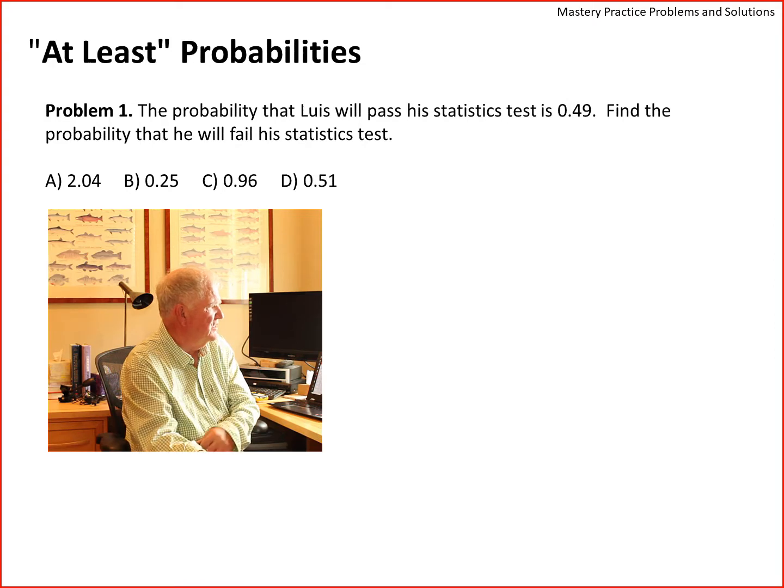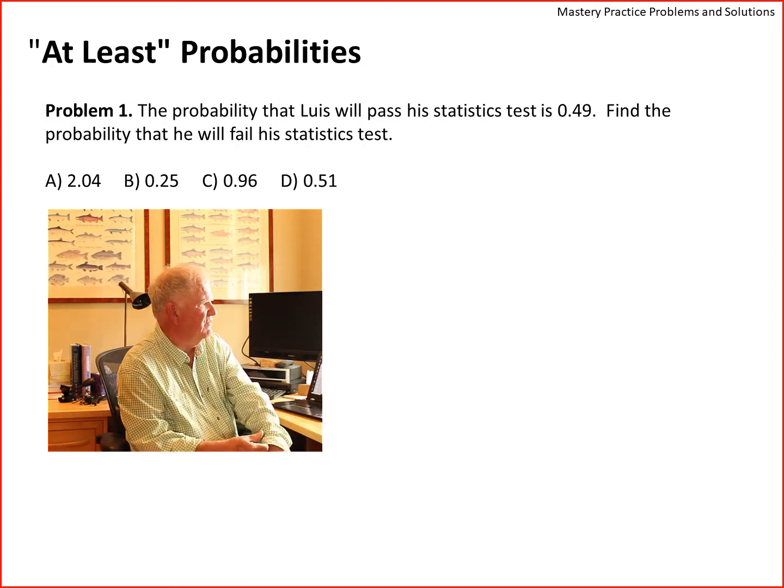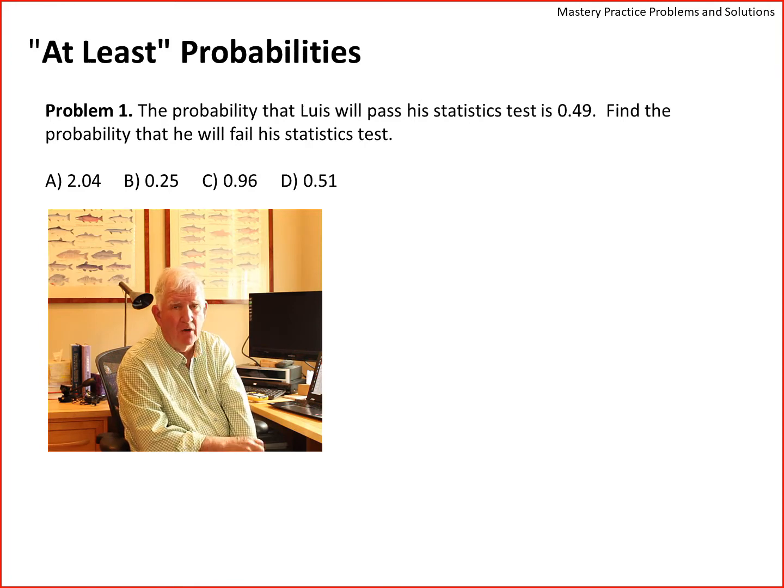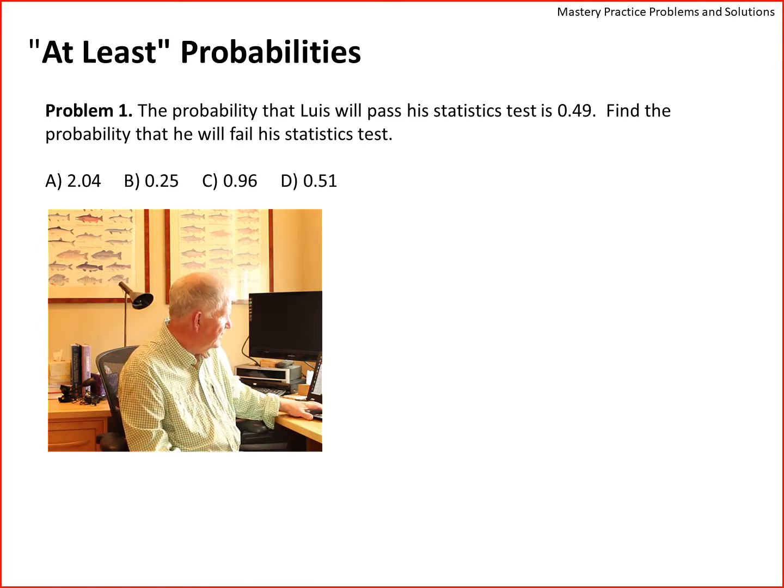The first problem says the probability that Luis will pass his statistics test is 0.49. Find the probability that he will fail his test. So this is purely a problem about finding complements, yeah? So you would look at this situation with this really simple Venn diagram, right?